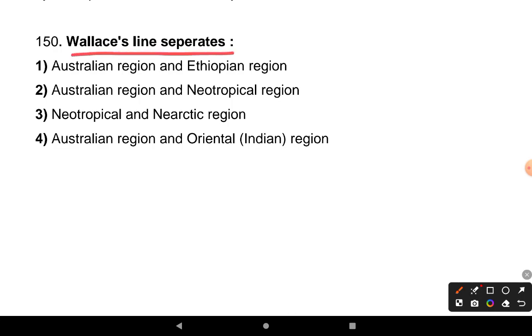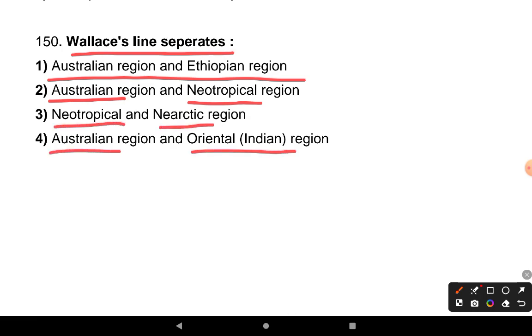Wallace line separates Australian region and Ethiopian region, Australian region and Neotropical region, Neotropical and Nearctic region, Australian region and Oriental region. So the correct answer is option 4. Wallace line separates Australian region and Oriental region.